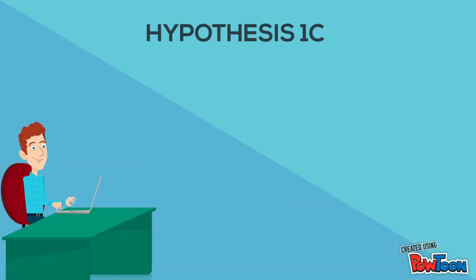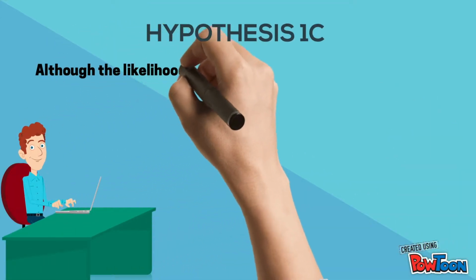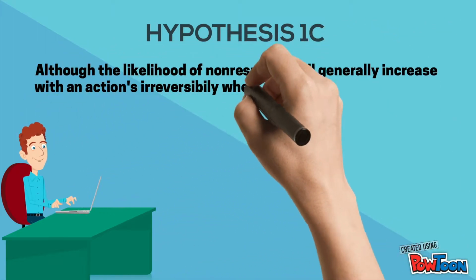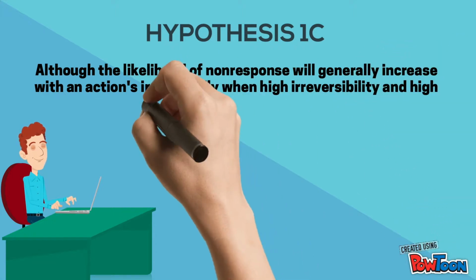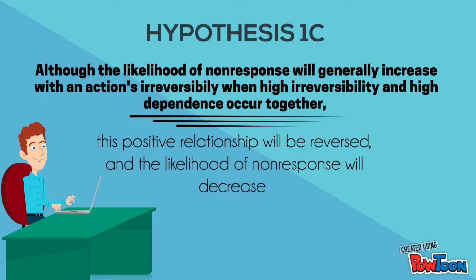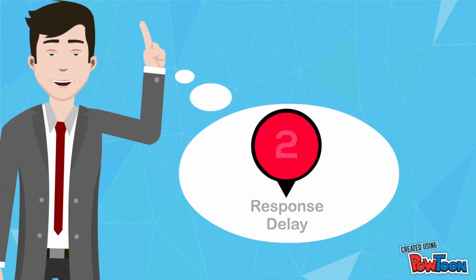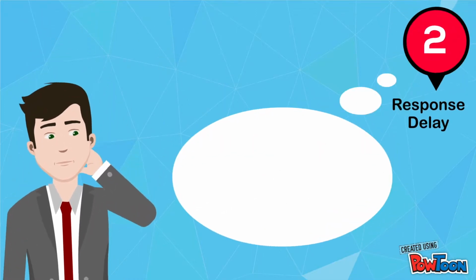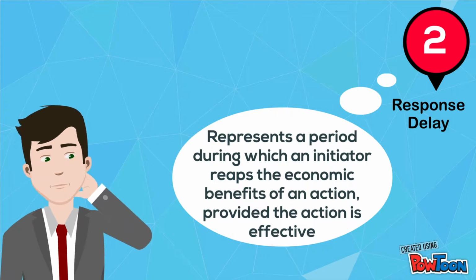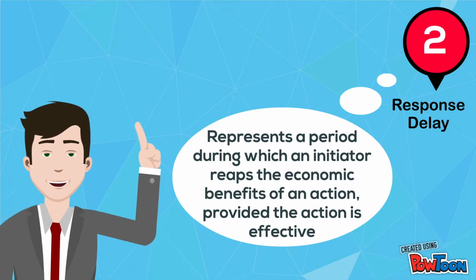Hypothesis 1c. Although the likelihood of non-response will generally increase with an action's irreversibility, when high irreversibility and high dependence occur together, this positive relationship will be reversed, and the likelihood of non-response will decrease. Next part, we will illustrate response delay. Response delay is important in that it represents a period during which an initiator reaps the economic benefits of an action, provided the action is effective.